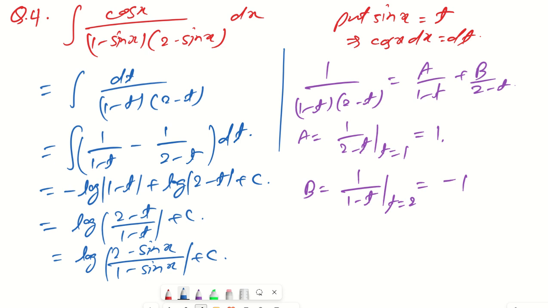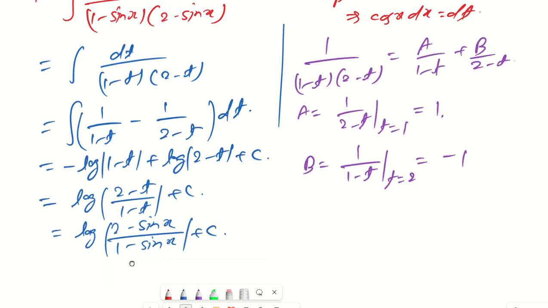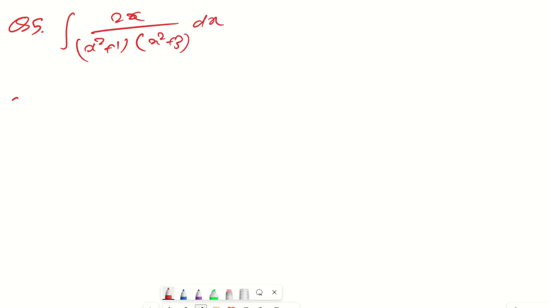So what you do is you try to find out some more questions, because all the questions are almost same. So I'll just give you few problems and you can solve that as a homework problem. Okay. So let us say question is integration of 2x by x square plus 1 into x square plus 3 dx. Okay. Next question is integration of 1 by e to the power x minus 1 dx.